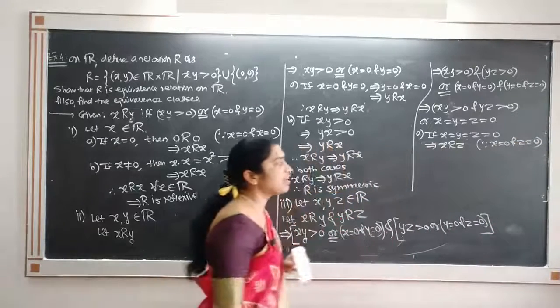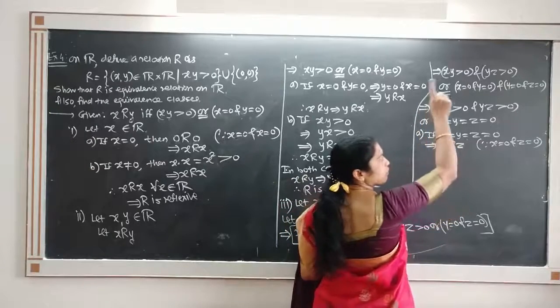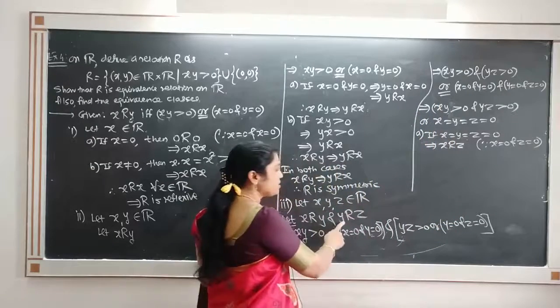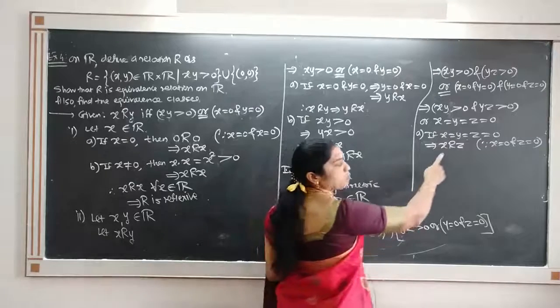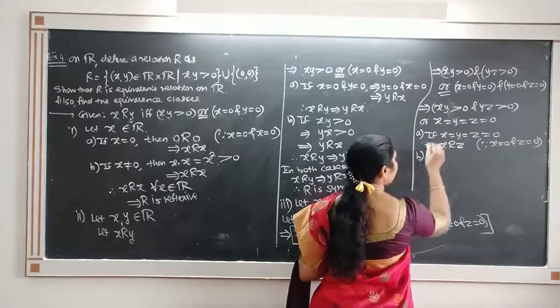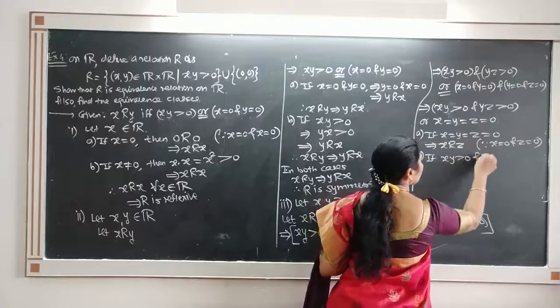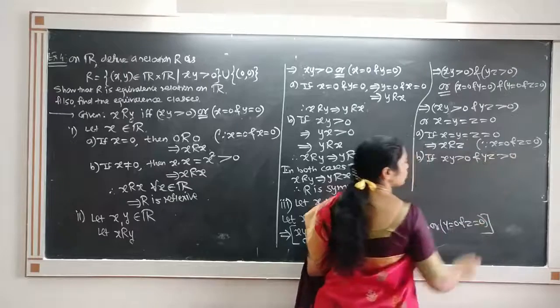This condition is satisfied. So x is related with z. So x is related with y and y is related with z also imply that x is related with z. Second condition, let us assume that xy is greater than 0 and yz is also greater than 0.